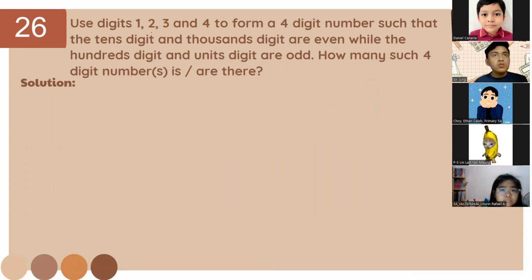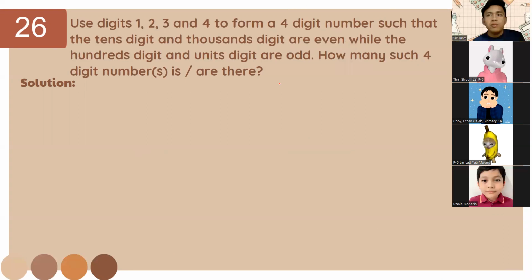Use digits 1, 2, 3, and 4 to form a 4-digit number such that the tens digit and thousands digit are even, while the hundreds digit and units digit are odd. How many such 4-digit numbers are there? So anyone wants to answer this? So the answer here should be 4.